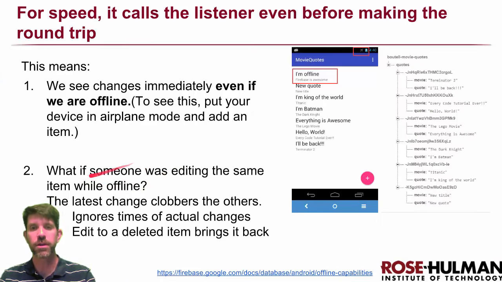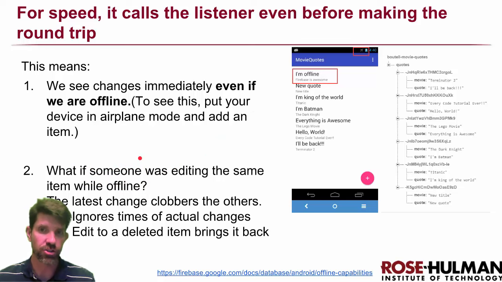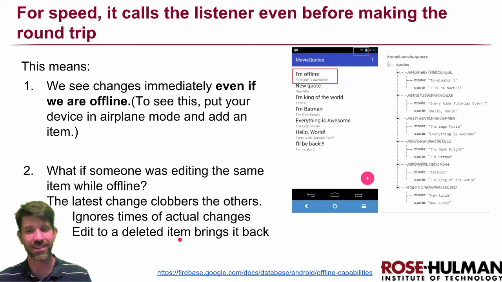Now, of course, if someone else were editing that same exact thing, then the latest change is going to win, right? And you can do all sorts of weird things, like if you delete an item offline, but then you edit it on the back end, then it's actually going to bring back the deleted items. So there's some weirdness that can happen there. But it's at least worth knowing about it.